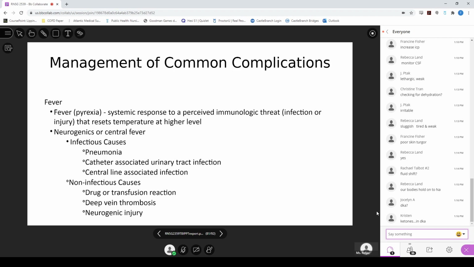And now we're going to get a little bit deeper into fever. So fever, which is pyrexia. When you have a fever, it's a systemic response to a perceived immune threat, whether that's an infection or an injury, and it resets your temperature at a higher level to take care of that. Neurogenic or central fever is a disruption in the brain's hypothalamus, which is the set point for maintaining body temperature.